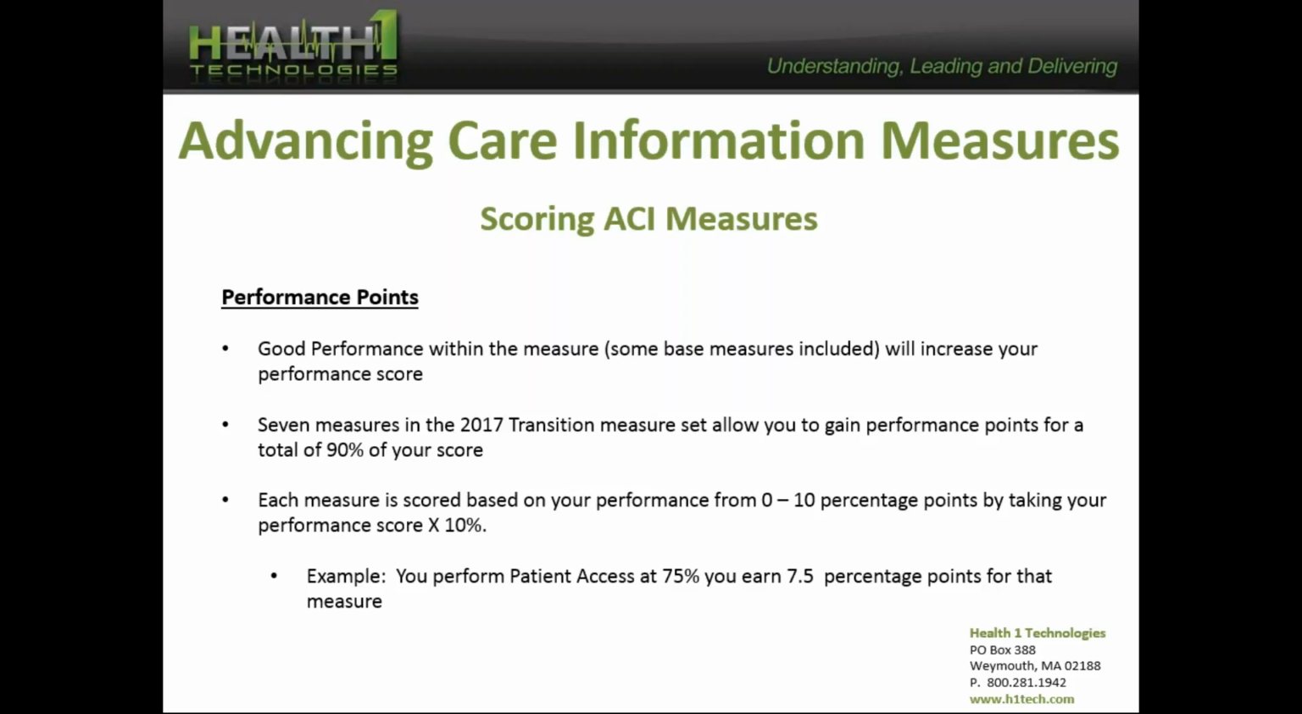What they do to get the performance score for the measures, each score is based on your performance from a 0 to 10, very similar to the quality. So quality, we had a 0 to 10, same exact concept. The little bit of difference is it's based totally on your performance. So in the example below, if you had a 75% on your performance, your numerator and denominator equaled 75%, then you earn 7.5 percentage points for that measure. And then those are all added up in addition to your 50 points that you already got from your base score.